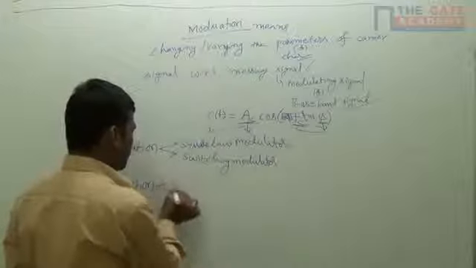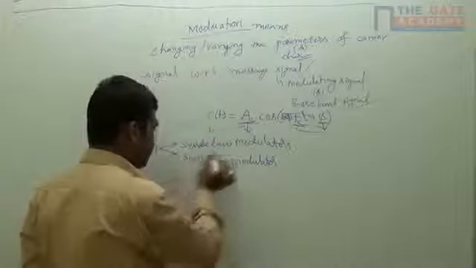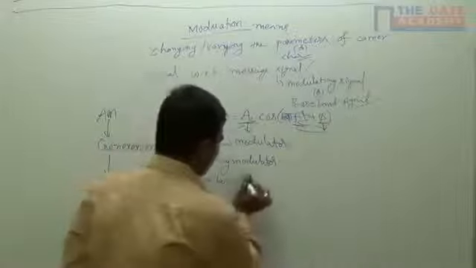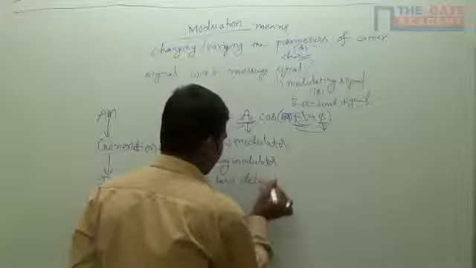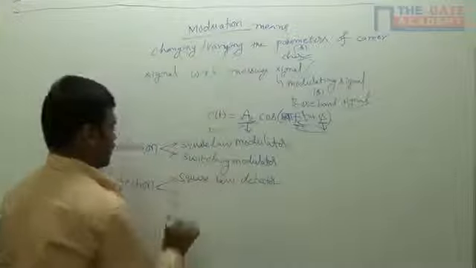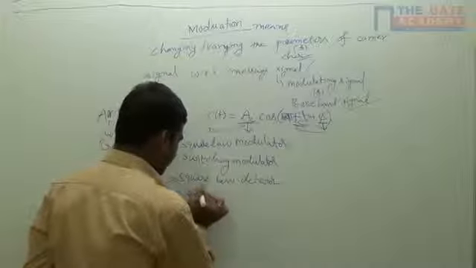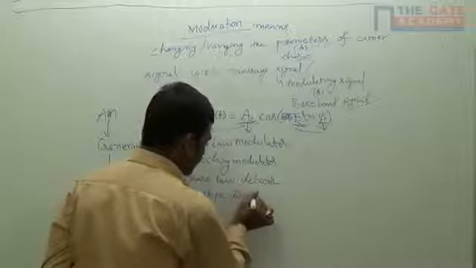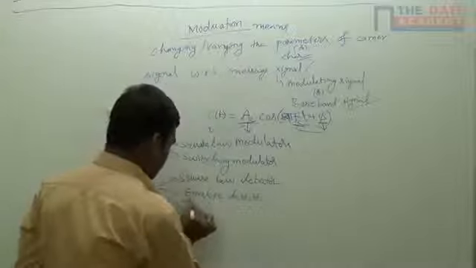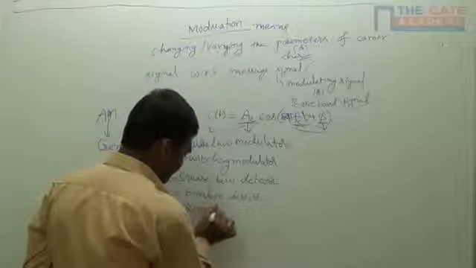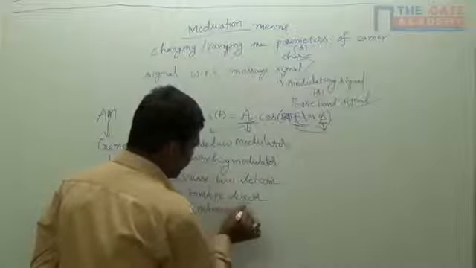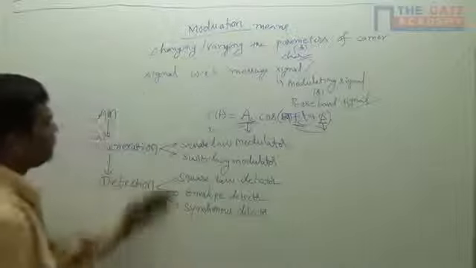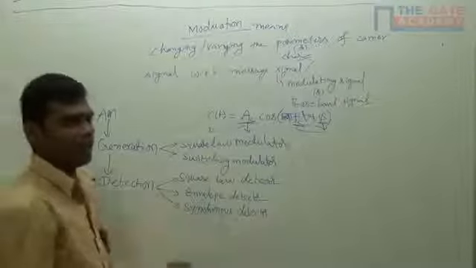Here for detection we have three methods: square law detector, the next one is envelope detector, and the next is synchronous detector. So in detection methods we have these three types. We'll see them in detail in the coming classes.